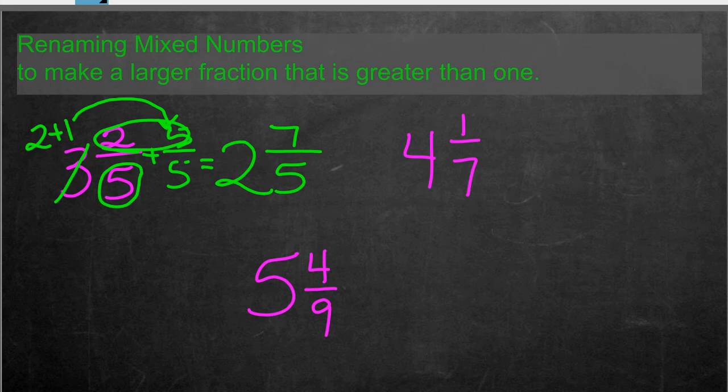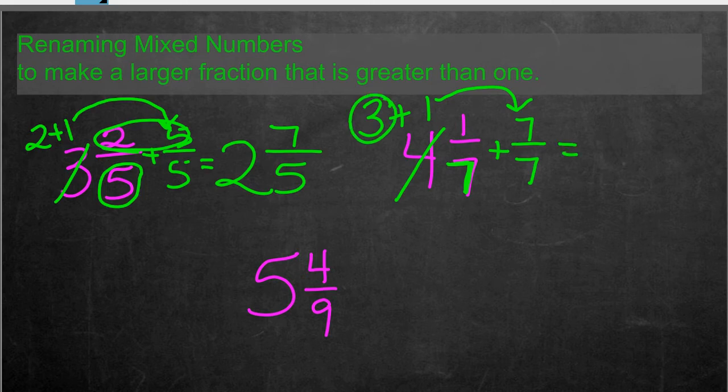So we're going to borrow from the 4, and it's going to become a 3 plus 1. We're going to bring that 1 over here in the form of a fraction. And in order to do that, I'm going to use a denominator of 7. So since I already have 7 as my denominator, I will bring over the 1 in the form of a fraction. So 1 is equal to 7/7.